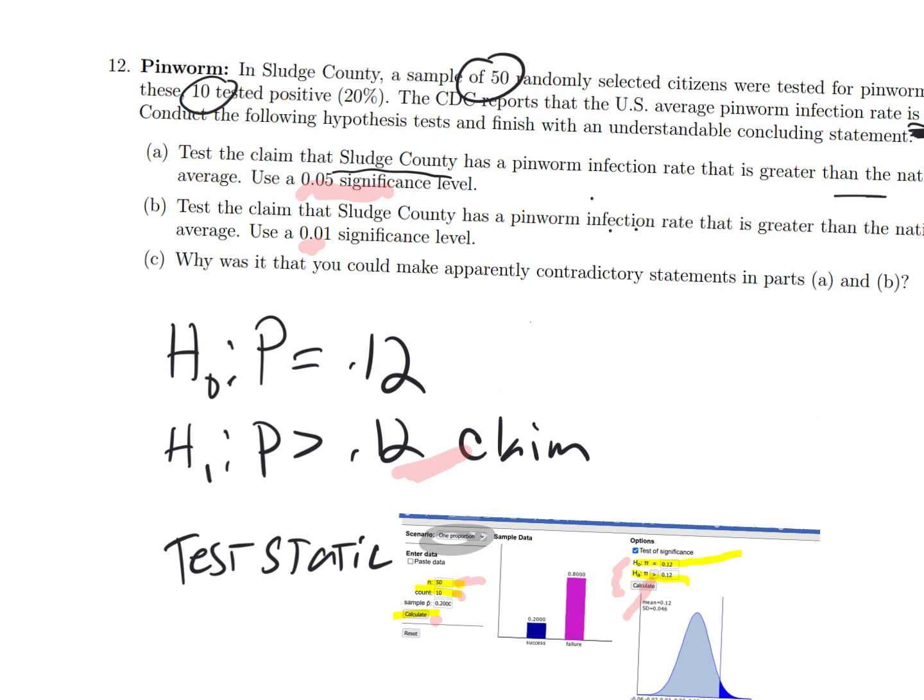And why are they making apparently contradictory statements here? Well, that's just because we changed our level of significance. There's more risk of making a wrong decision with a 5% level of significance. I hope this answers your question about when we reject H0 and when we fail to reject H0. Please don't ever say that we accept HA.